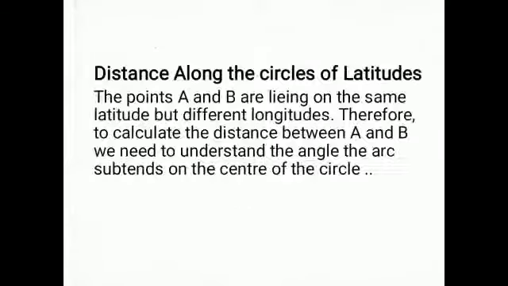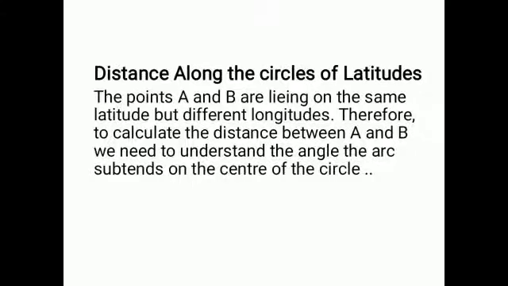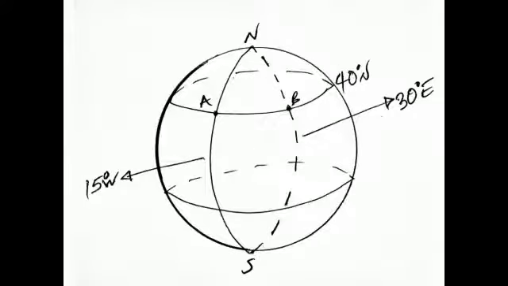In the previous video, the points we were calculating were lying on the same longitude. For example, here x and z are lying on the same longitude, which is 105 degrees east. That's why we would calculate the distance along that circle of longitude. Now, A and B are lying on the same latitude, which is 40 degrees north. So how do we calculate the distance along it?